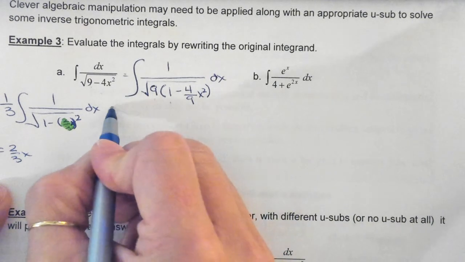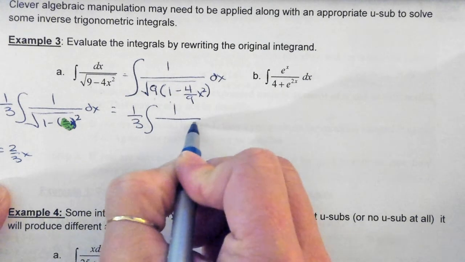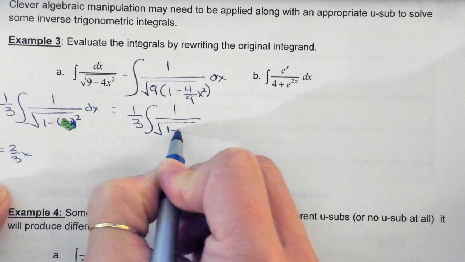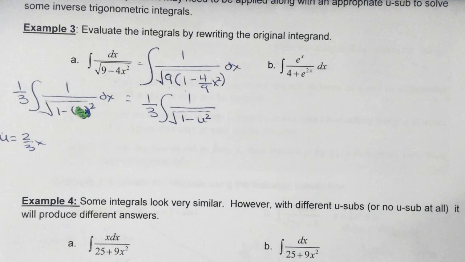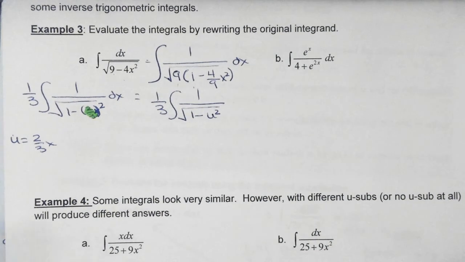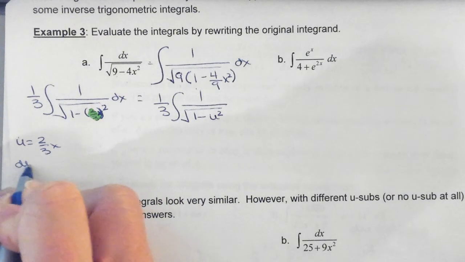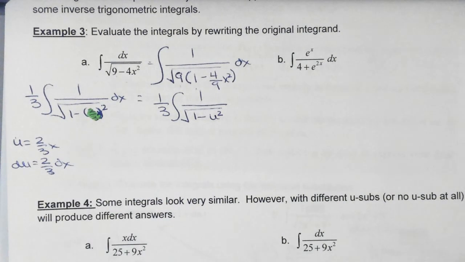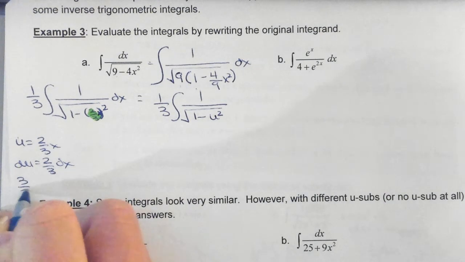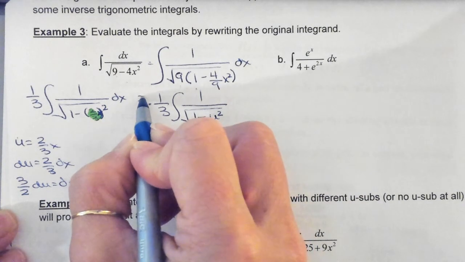So now what I've got is 1/3 times the integral of 1 over the square root of 1 minus. We made this u, so now this is u squared. What's the only thing I need to get rid of? I need that dx to be gone. Take the derivative here. du is equal to 2/3 dx. What do I do? Yep. 3/2 du is equal to dx. So now I put the 3/2 out here.